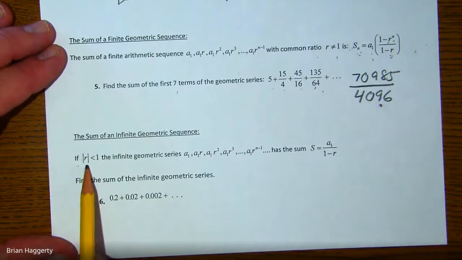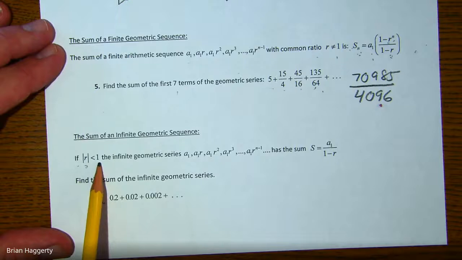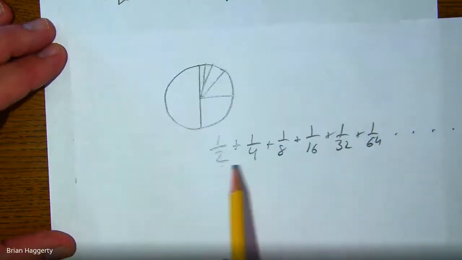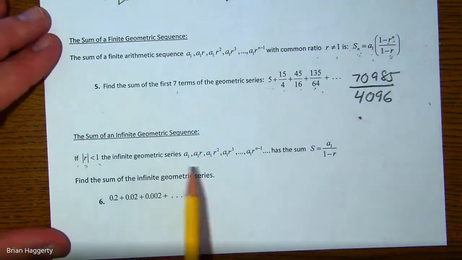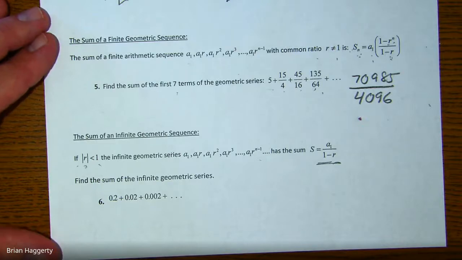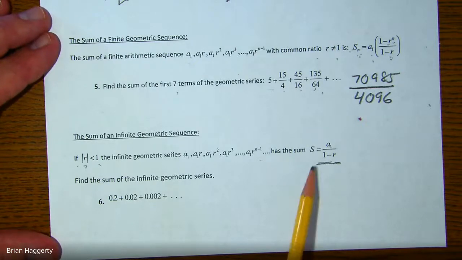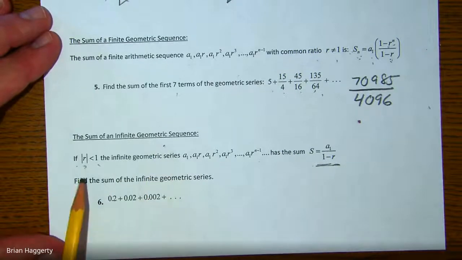If your common ratio, well, we don't really do sequences where it's a negative r, at least not today. So if the absolute value of r is less than 1, so in this case, our r was a half, multiplying by a half each time, the infinite geometric series has a sum. So we have a formula that we can use in order to sum up an infinite geometric series that converges, or in other words, an infinite geometric series where the ratio is less than 1.